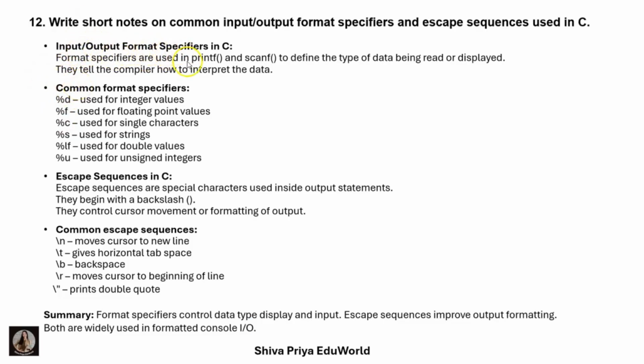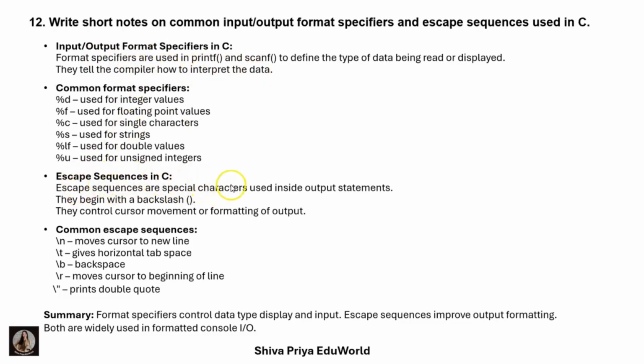Format specifiers are used in printf and scanf to define the type of the data. We use these common format specifiers to define the data type of data being read or displayed. They tell the compiler how to interpret the data. Clear about this? Escape sequences in C.